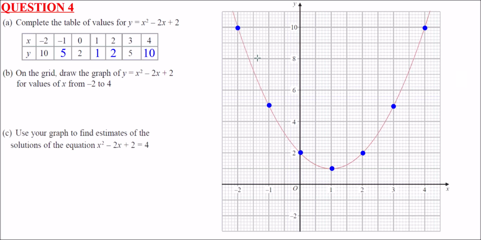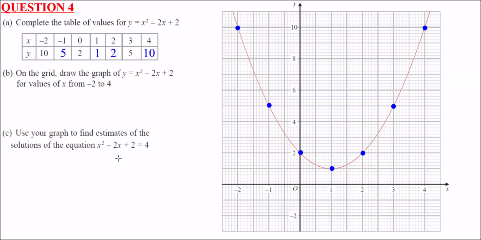As I say, I've cheated. I could never do a red curve as good as that, but it should be something close-ish to that if you can. So that's part B. We've plotted the values, and we've done part A. Obviously, we've completed this table. For part C, we need to use this graph to find estimates of the solutions of this equation, x squared minus 2x plus 2 equals 4.